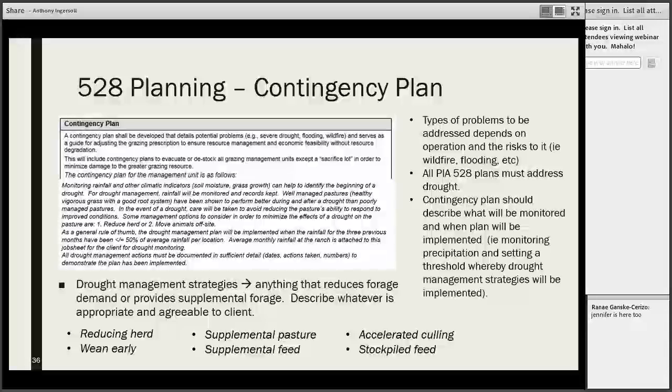But if we don't develop something that says, well, for example, I know one rancher who uses a formula that looks something like this: he monitors rainfall, and he's done so for the last 40 years. If he's got less than 50% of the average rainfall that his ranch receives for 3 consecutive months, he's going to begin implementing parts of his drought management plan. Okay, that's a good strategy.